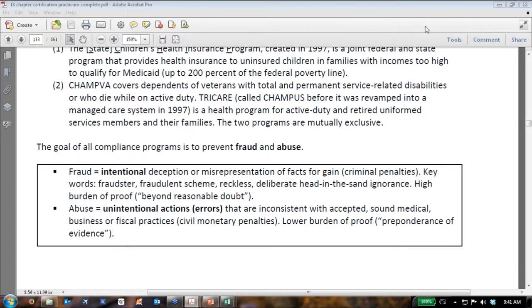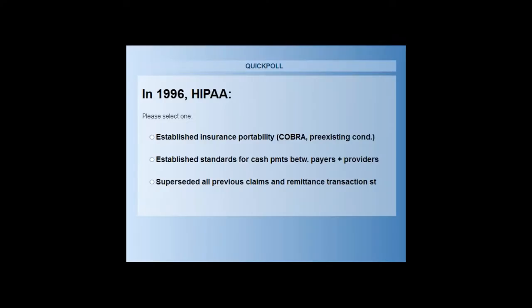Let us do one more polling question, and then we are going to move on to some more compliance topics. Next question, please. So in 1996, HIPAA did which of the following?